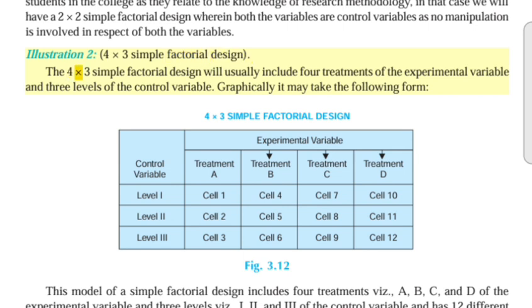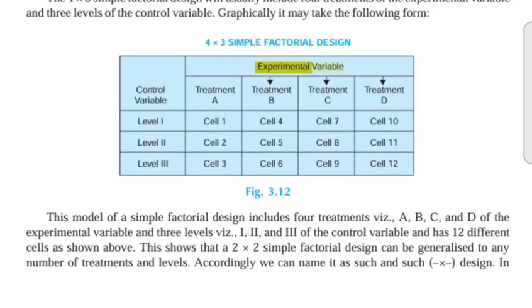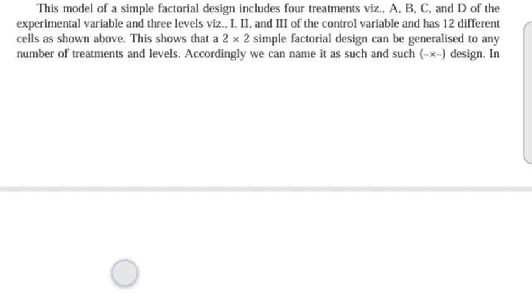The 4x3 simple factorial design will usually include 4 treatments of the experimental variable and 3 levels of the control variable. Graphically it may take the following form: 4x3 simple factorial design, experimental variable, control variable, level 1, level 2, treatment A cell 1, treatment B cell 4, cell 2, level 3, cell 3, cell 5, cell 6. Fig. 3.12. Treatment C cell 7, cell 8, cell 9, treatment D cell 10, cell 11, cell 12.